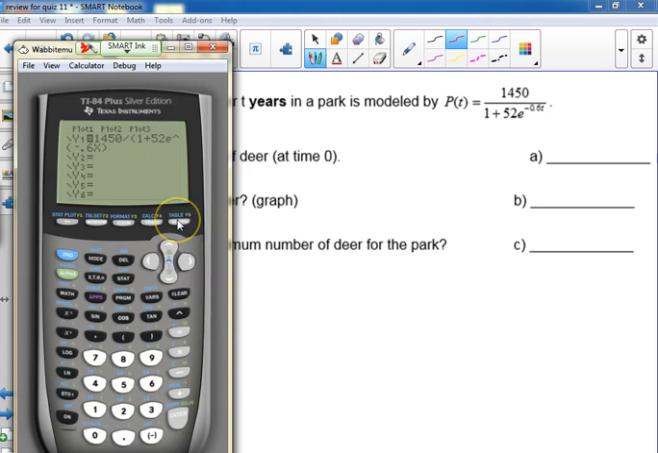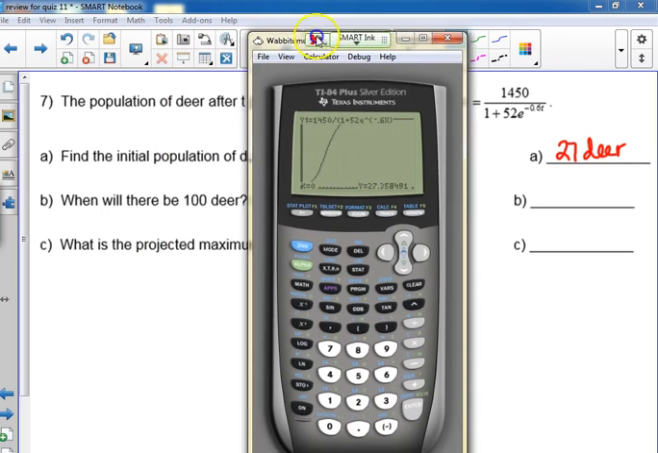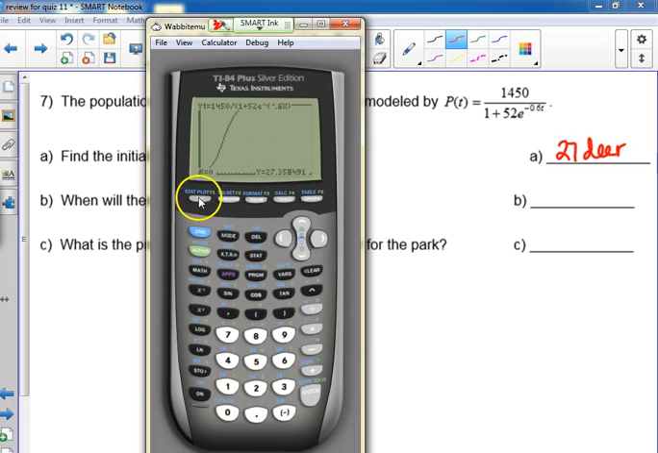All right. First of all, it says how many deer were there initially. So I could just do trace 0, or I could go to the table and put in 0. A lovely round number of 27.4 deer. You can put 27, I don't care. Then what are we doing? When will there be 100 deer? Remember how to do this? Put in 100 in y sub 2 and find the intersection point.